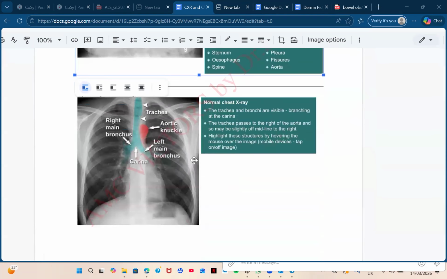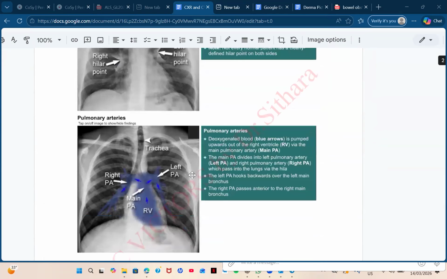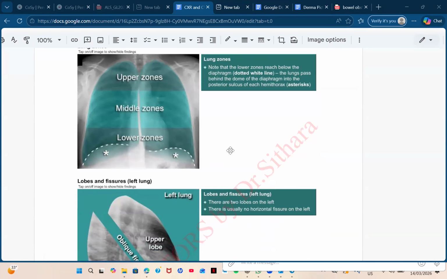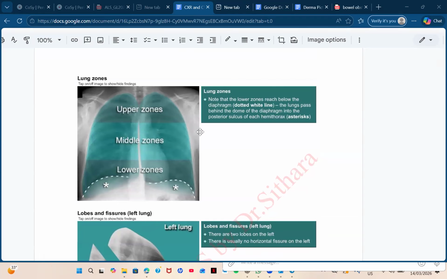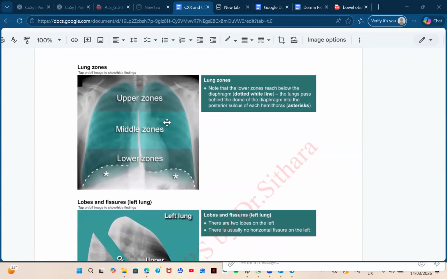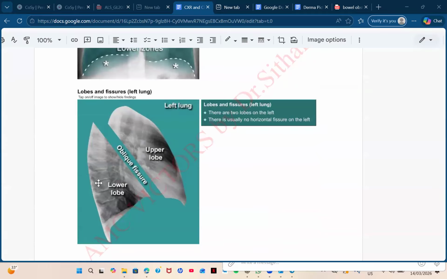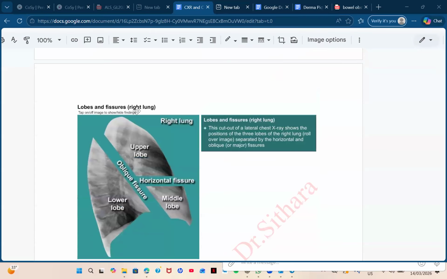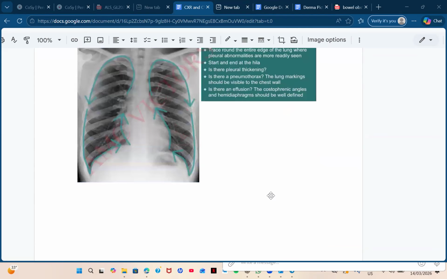Here also the same thing, trachea and everything. I'm not going to discuss one by one. Everything is for normal anatomy. And when we discuss the chest X-ray, you should know the upper zone of the chest, middle zone, and lower zone. Then you all know the left lung is divided into two parts, upper lobe and lower lobe, by the oblique fissure, and the right lung is divided into three parts. We have upper lobe, middle lobe, and lower lobe. We have the oblique fissure and we have the horizontal fissure.